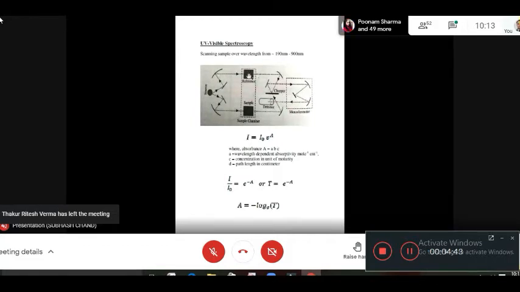Suppose you have something placed over here and you have some material taken with some solvent. So how much is the concentration of absorbing species? That is C.